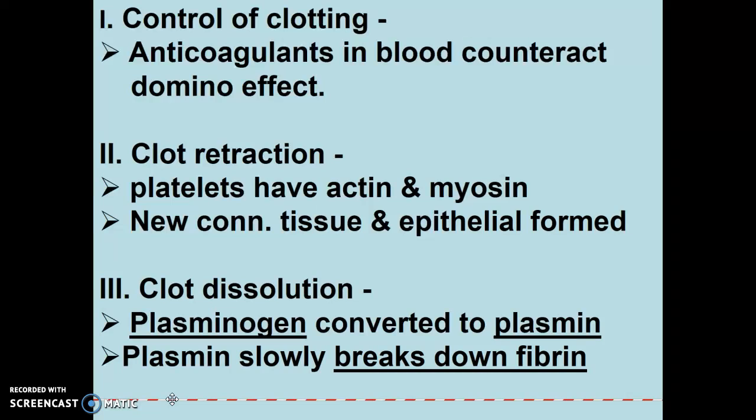Clot dissolution. How do you break up the clot? On the inside, we've got the stuff called plasminogen. Again, ogen, it's an inactive precursor to plasmin. It is converted to plasmin, and plasmin slowly breaks down the fibrin from the inside out. That's why all of a sudden your scab just kind of falls off. And you can get new epithelial tissue produced underneath that.